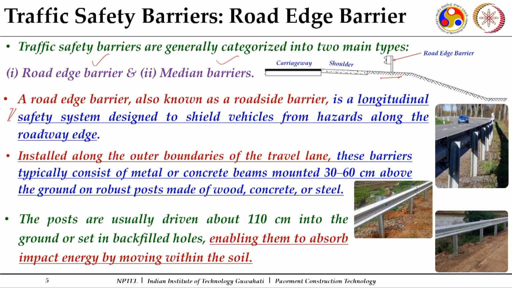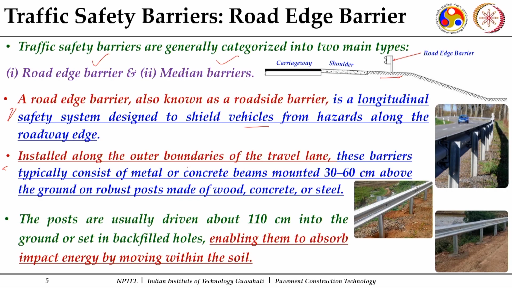A road edge barrier, also known as a roadside barrier because it is on the side of a carriageway, is a longitudinal safety system designed to shield vehicles from hazards along the roadway edge. So, any hazard which may be on this particular side, any fixed object, steep slopes, high embankments, some valley, or sharp curves. They help to shield the vehicles from any hazard which may be there.